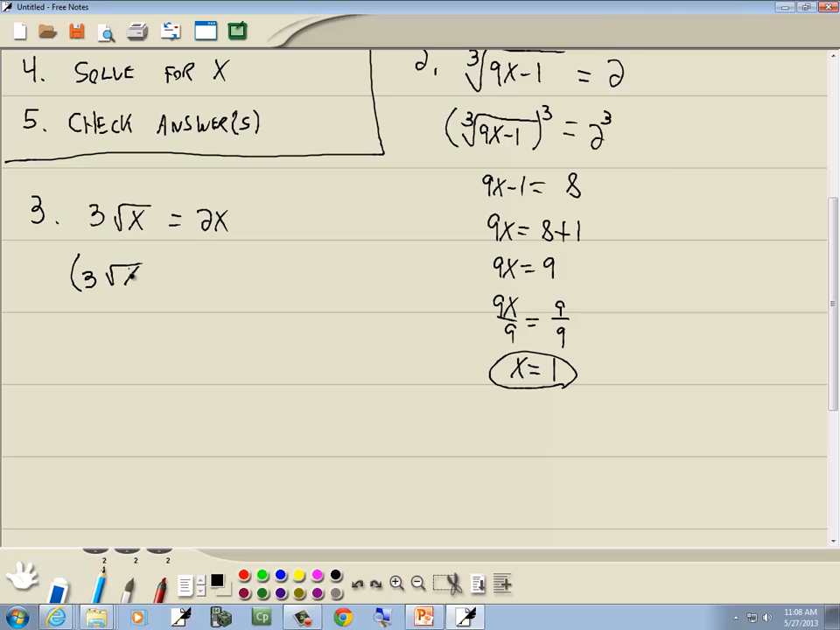So we've got 3 square root of x to the second power is equal to 2x to the second power. Now, when everything inside of your parentheses is either multiplication or division, and you're raising it to a power, you can take everything to that power.